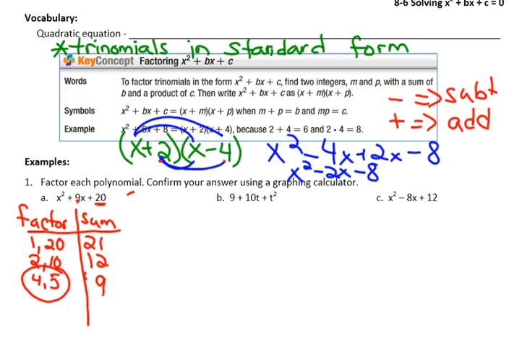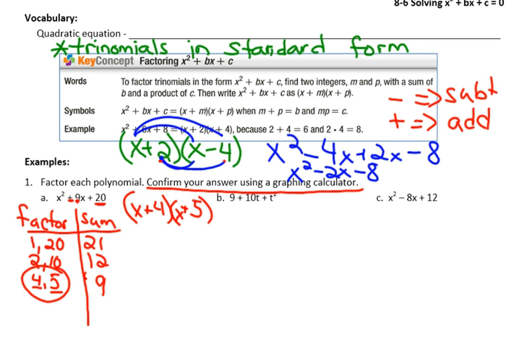So when we set up our parentheses, each one gets an x, or t, or whatever the variable might be. And then you use your factors, 4 and 5. So they added to give me a positive 9, and 4 times 5 is 20. So if I were to go through and multiply that through again, then you're going to see that it's going to work. I'm going to show you how to confirm your answers on the calculator tomorrow in class, because it's too hard to do here when I don't have it up on my screen.